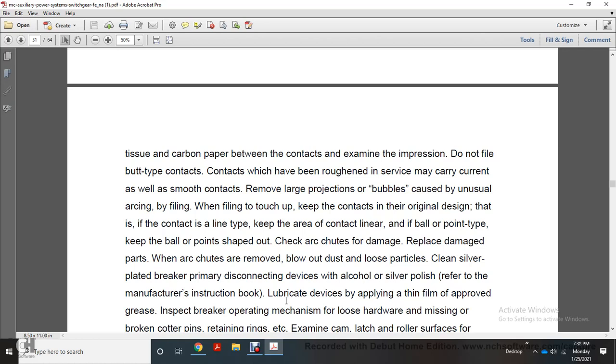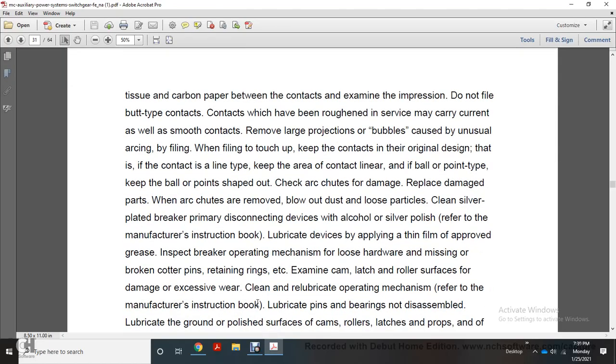If the contact is a line type, keep the contact line type. If it is a ball and point type, keep the ball and point shaped out. Check the arc chutes for damage. Replace damaged parts. When arc chutes are removed, blow out the dust and loose particles.